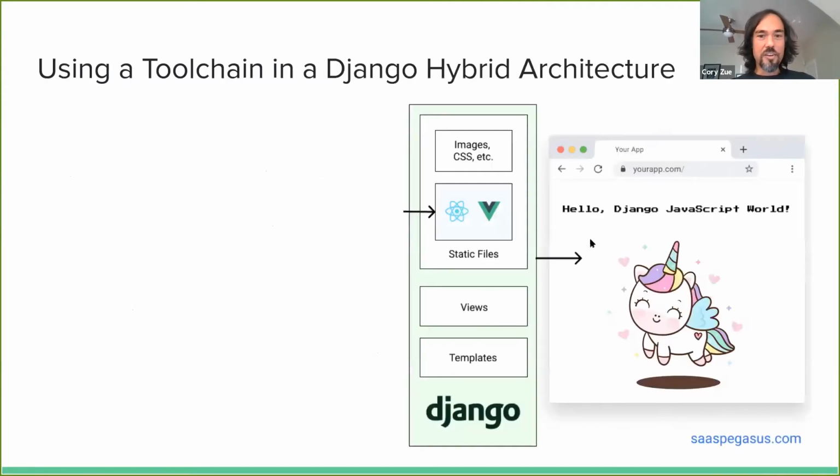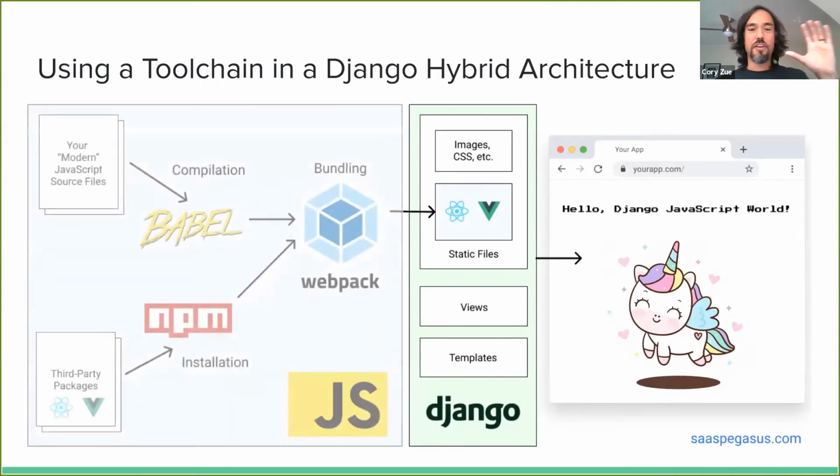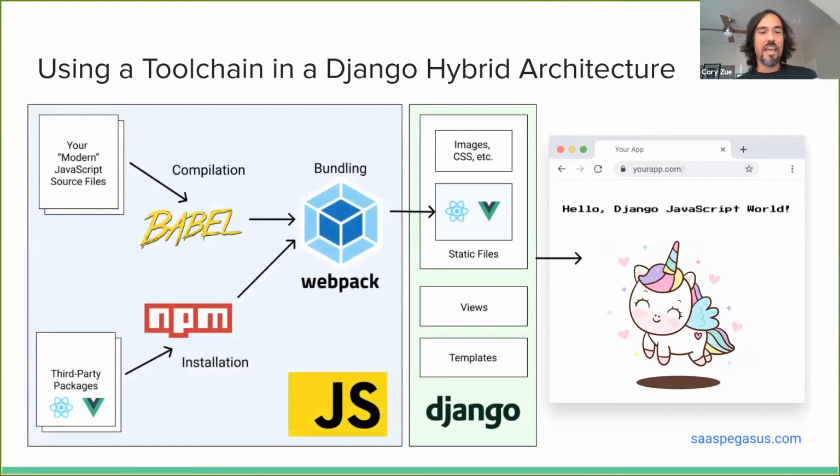And so going way back to this picture, we can just shove that whole thing in front of Django. So you can have all of this on the left side, and it just spits out a bundle file that you can then drop into your Django static files, and use just like any other Django static file. And then you're using React or whatever modern JavaScript directly inside your Django views and your Django templates.